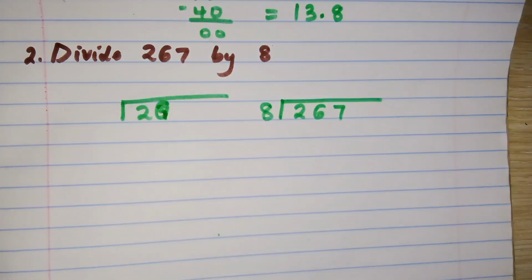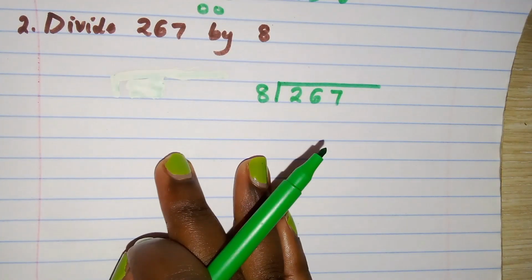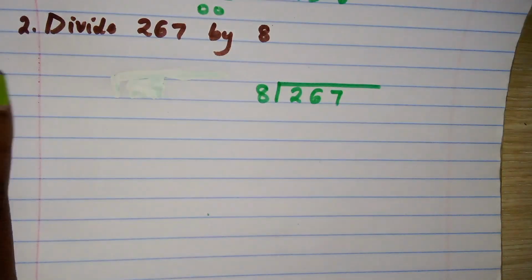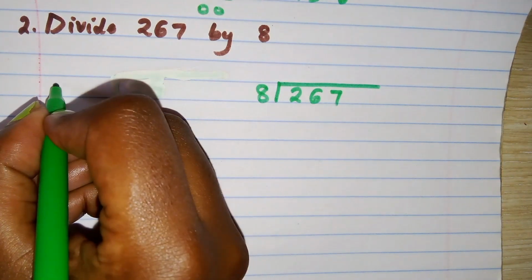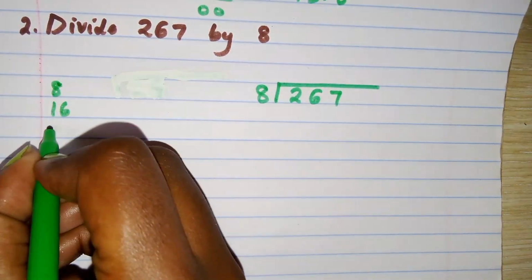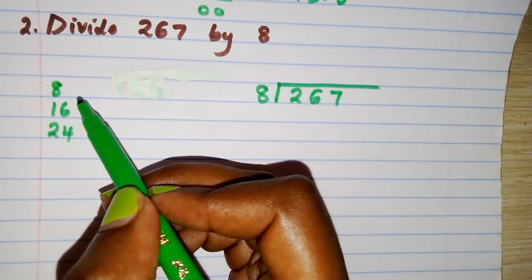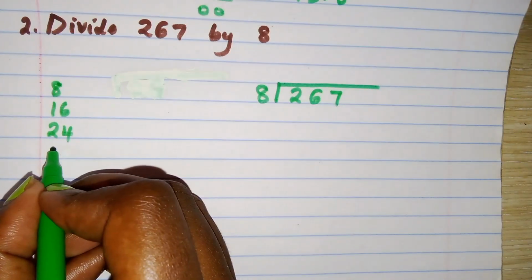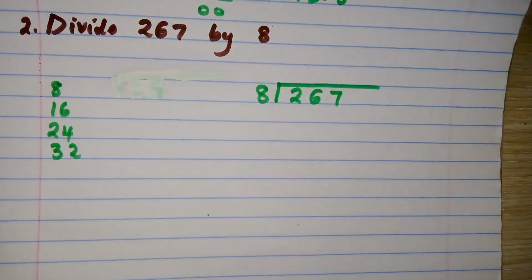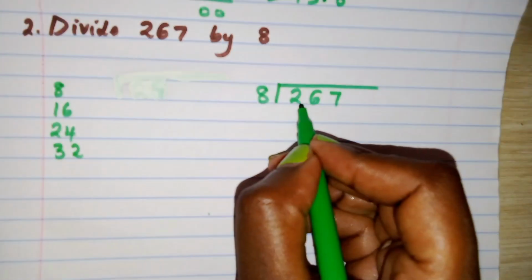267 divided by 8. So now we're dividing by 8. We can do the small 8 times table on the side. So 8, 16, 24. You know, with multiplication, you're just adding the same number over and over. 24 plus 8, 32. We can do till there.